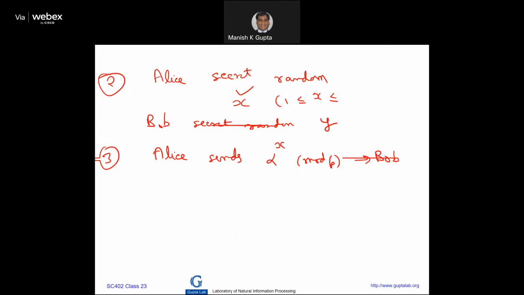And then Alice sends alpha raised to X to Bob, and Bob sends alpha raised to Y mod P to Alice. So alpha is known, P is known, right, to everyone, made public. X is selected by Alice and Y is selected by Bob secretly, random numbers. Alice sends alpha raised to X to Bob, and Bob sends alpha raised to Y to Alice. Okay, mod P. This can be done.